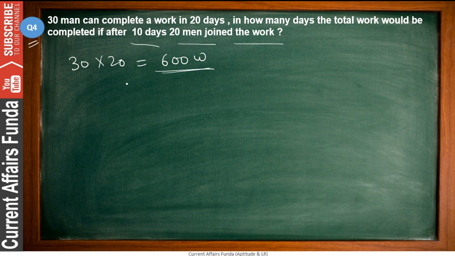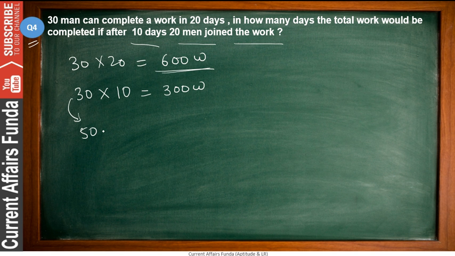Okay, so in the starting 10 men joined the work. So we can say 30 men are working for 10 days, so they will do 300 work. Okay, so friends, we can say 20 more men joined the work. So this 30 becomes 50.